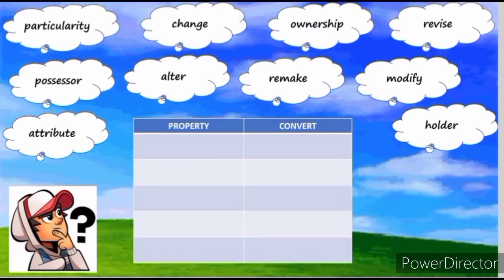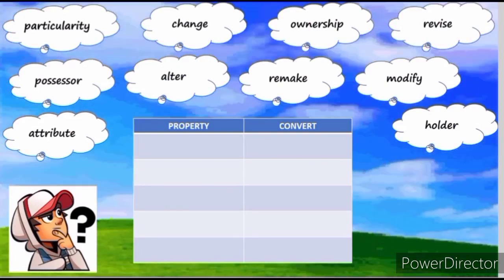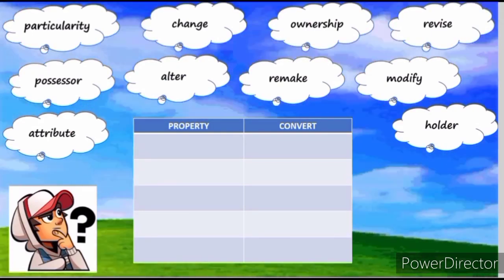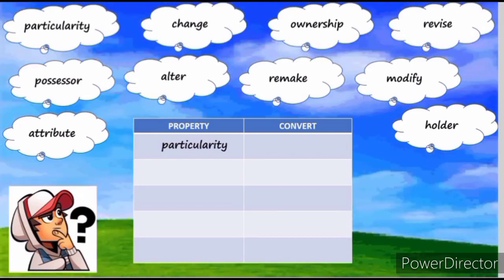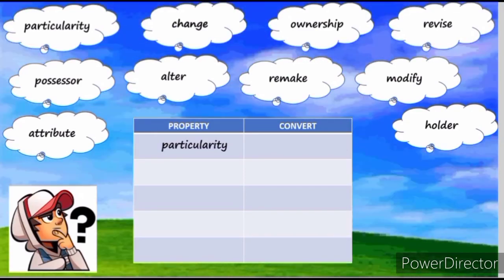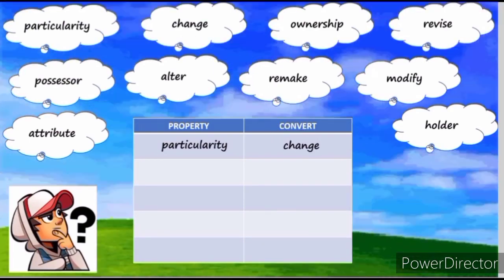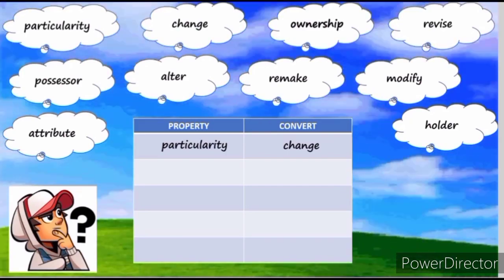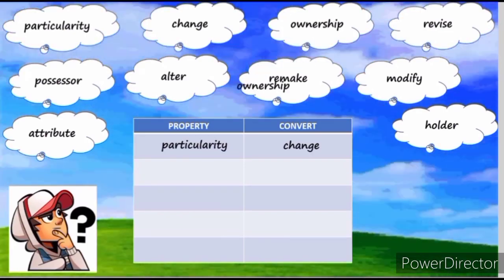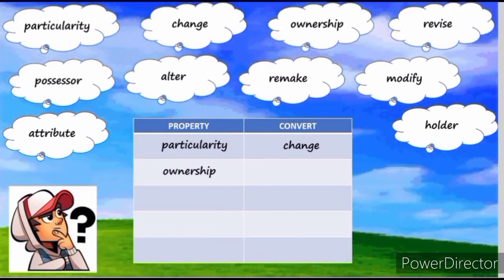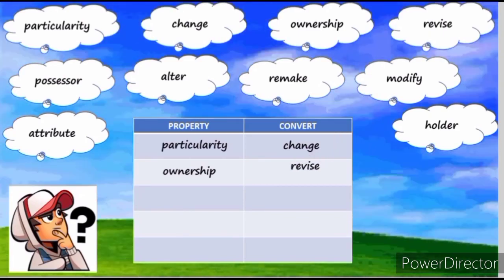Let's use the box below. Particularity. Where will we place particularity? Yes, related to property. Next is change. Related to convert. Ownership. Yes, related to property. How about revise? Yes, to convert.